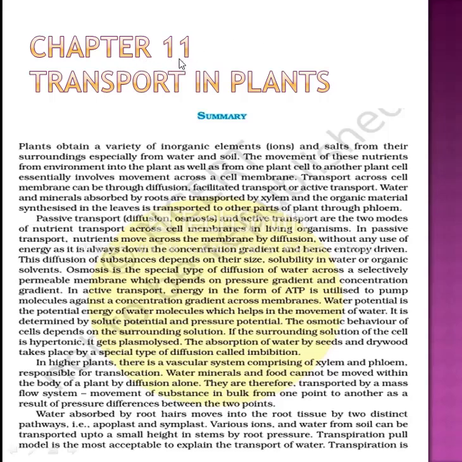Chapter 11. Transport in plants. Summary. Plants obtain a variety of inorganic elements, ions, and salts from their surroundings, especially from water and soil.